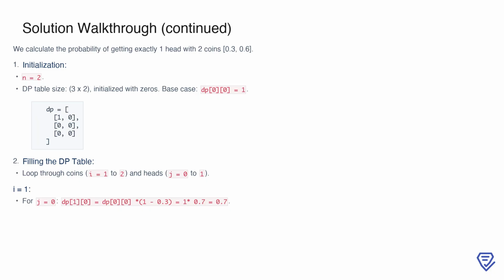Now, for the first coin, we calculate the probabilities for 0 and 1 head. For 0 heads, dp[1][0] equals dp[0][0] times (1 minus 0.3), which evaluates to 0.7. Then, for one head, the probability is dp[1][1] equals dp[0][0] times 0.3, which equals 0.3. These calculations update the table so that the second row now reflects the probabilities for using the first coin.